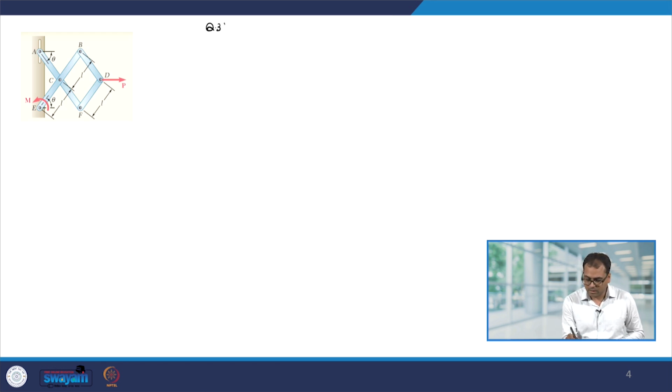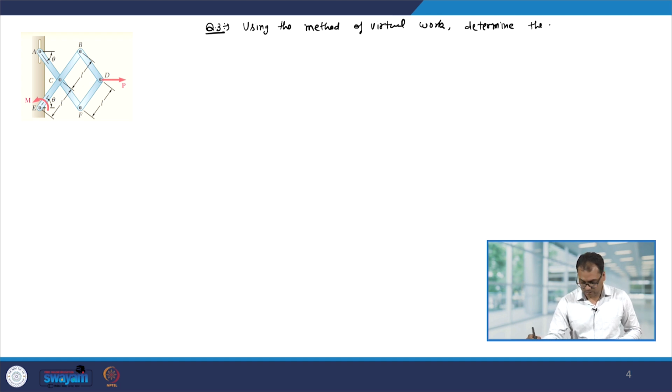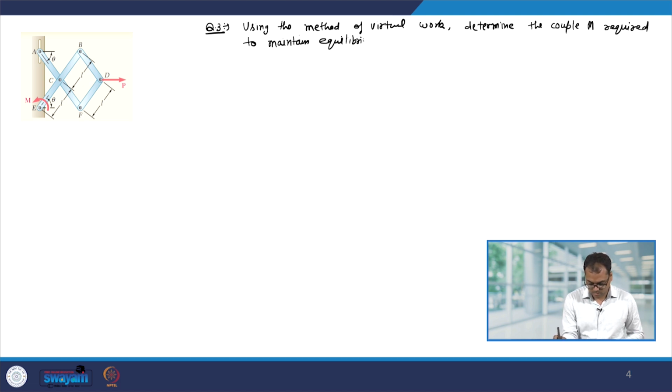Now, let us look at one more very important problem on this concept. So, let me again write down the problem statement, and it is following: using the method of virtual work, determine the couple m required to maintain equilibrium of the mechanism shown.